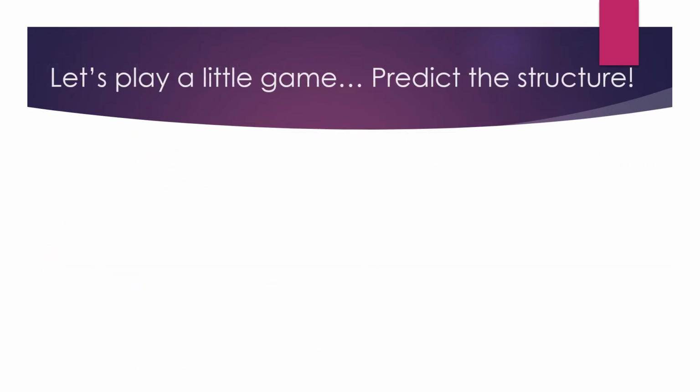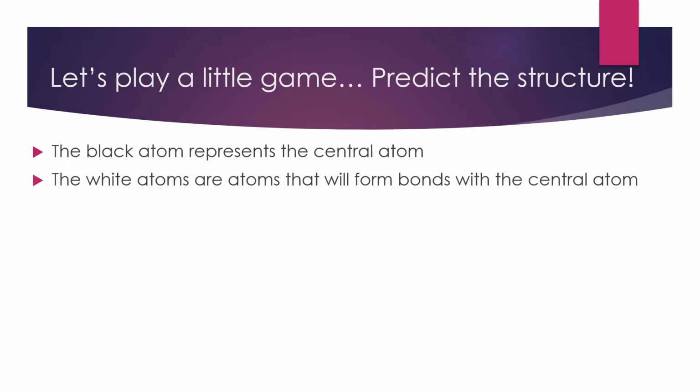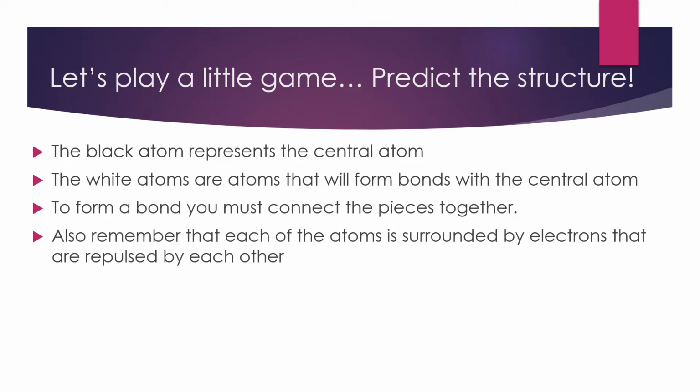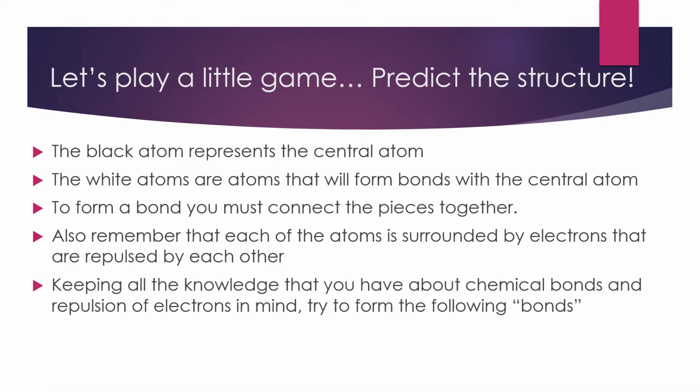Let's play a little game. Predict the structure. So, rules. The black atom represents the central atom. The white atoms are atoms that will form bonds with the central atom. To form a bond, you must connect the pieces. Also, remember that each of those pieces is surrounded by electrons that are repulsed by each other. Keeping all the knowledge that you have about chemical bonds and repulsion of electrons in mind, try to form the following bonds.